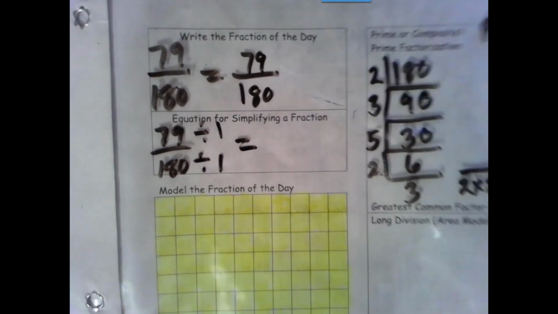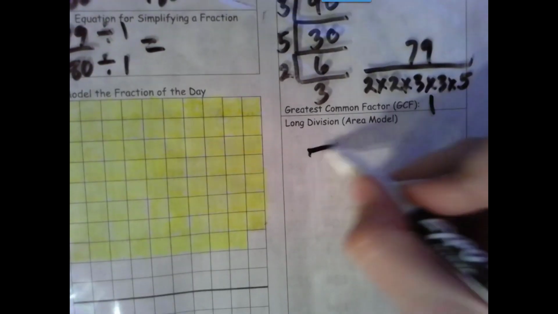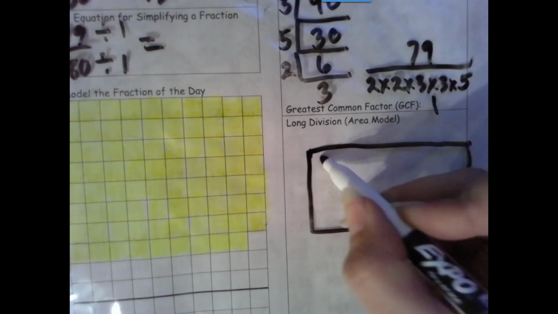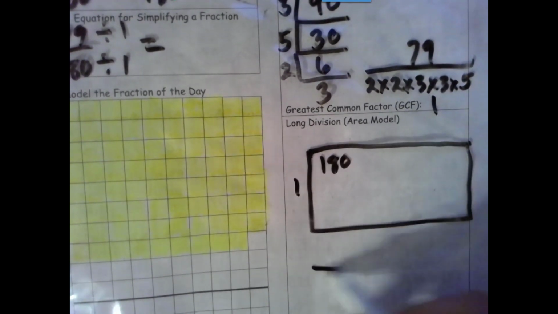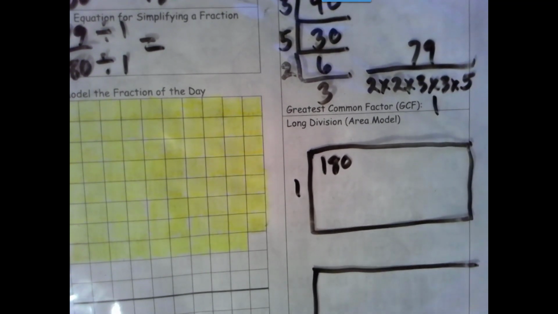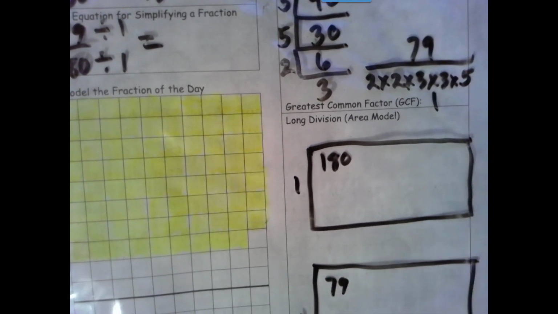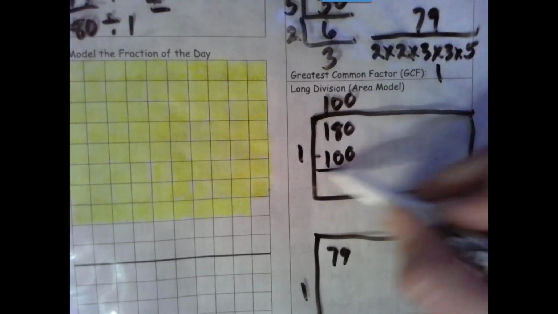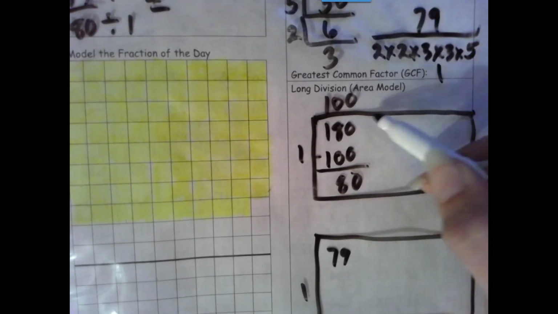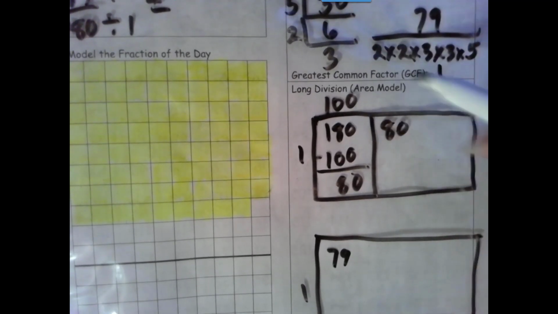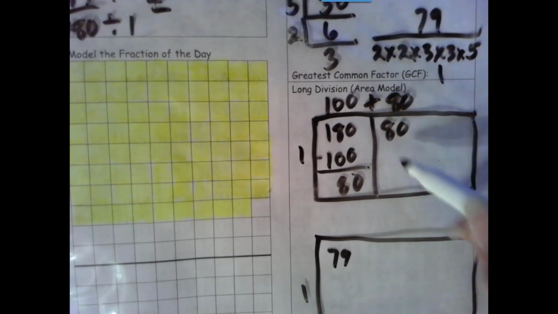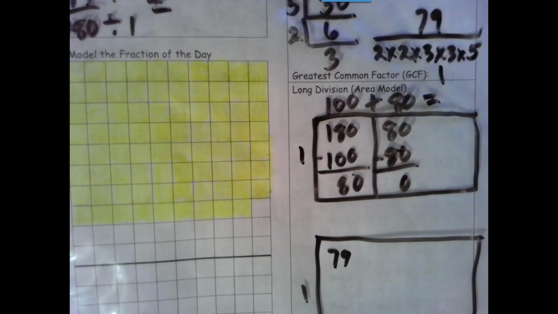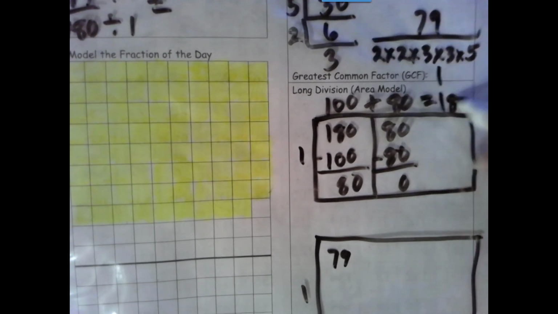Let's go ahead and prove it with our algorithm, dividing by our greatest common factor. We're going to divide 180 into groups of 1, and 79 into groups of 1. Let's see, 100 times 1 is 100. Numbers the same, zeros a game. More on top, no need to stop. Numbers the same, zeros a game. And 80 times 1 is 80. Numbers the same, zeros a game. Add these partial quotients. 100 plus 80 is 180.